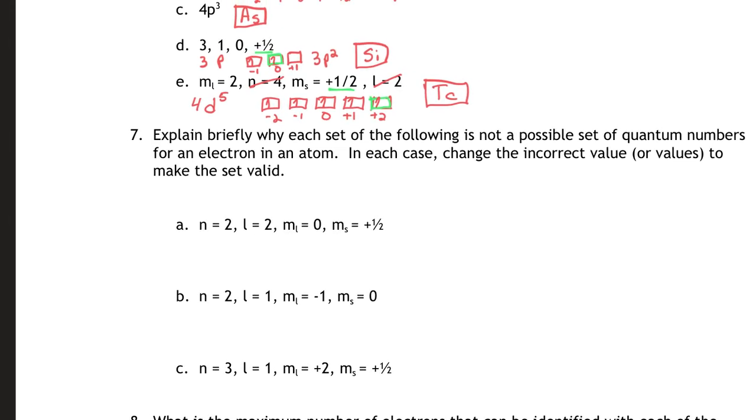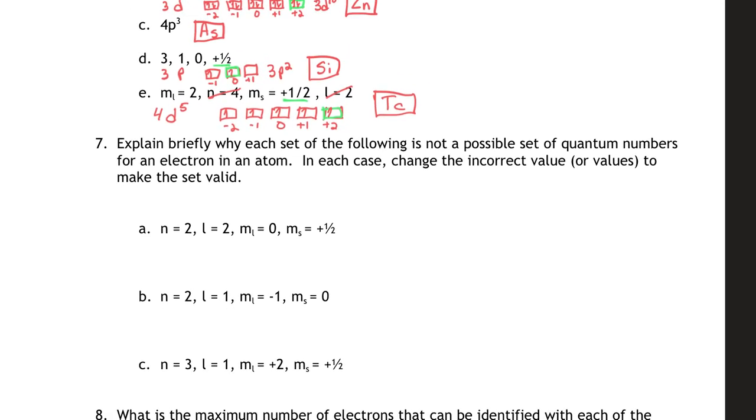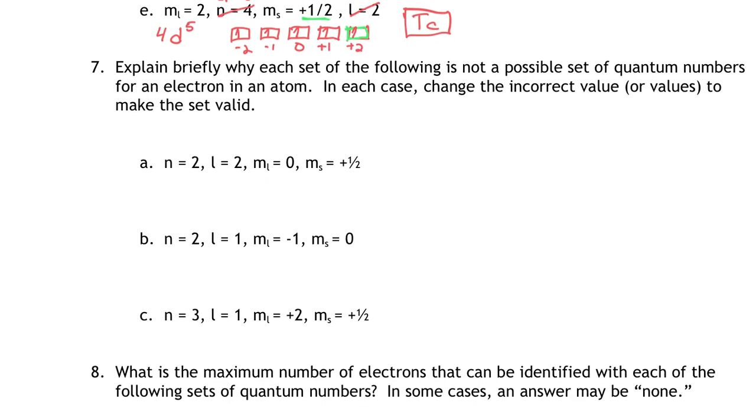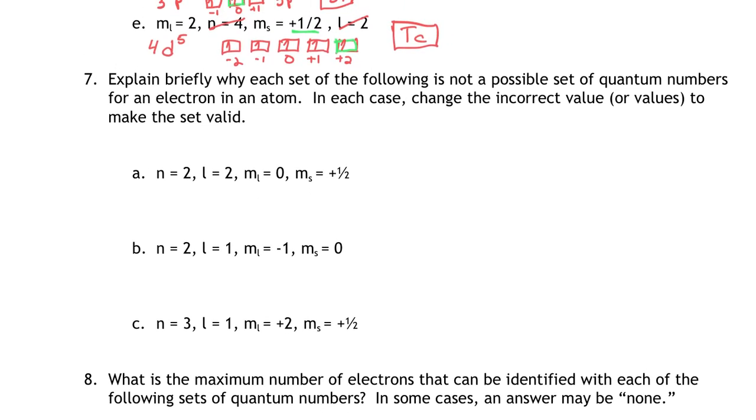All right, let's take a look here. It says, explain briefly why each set of the following is not a possible set of quantum numbers for an electron in an atom. In each case, change the incorrect value or values to make the set valid. All right, so let's take a look at this.